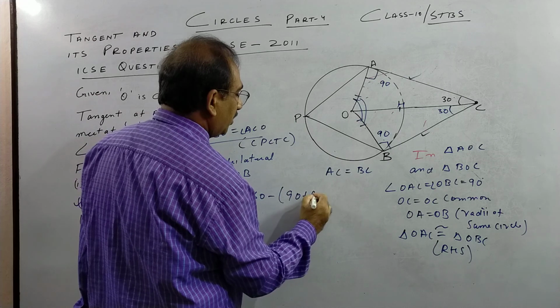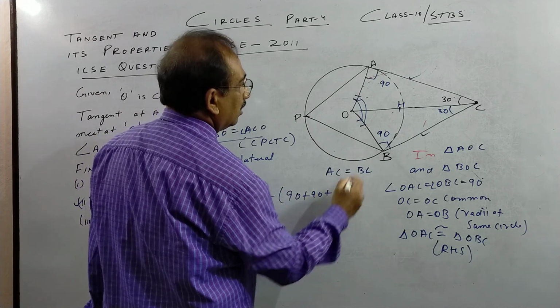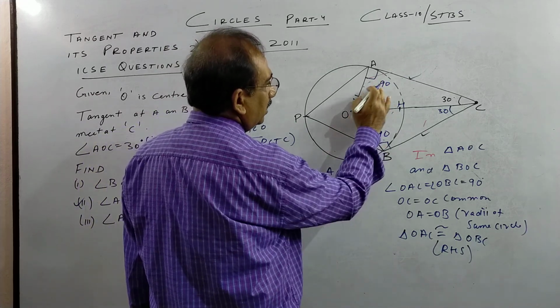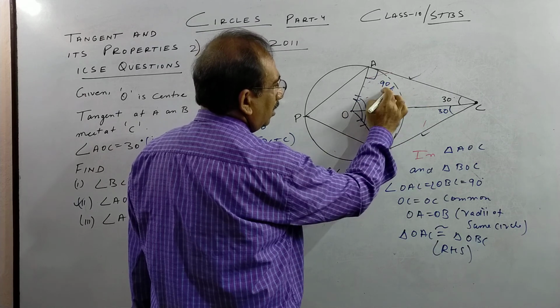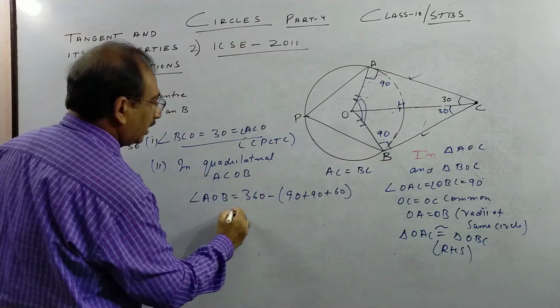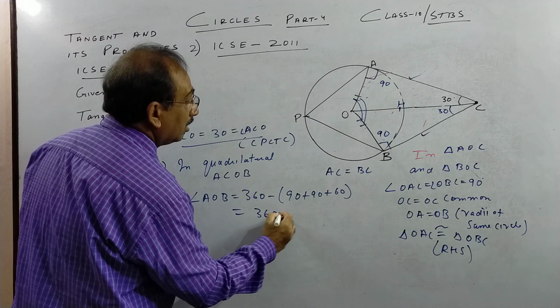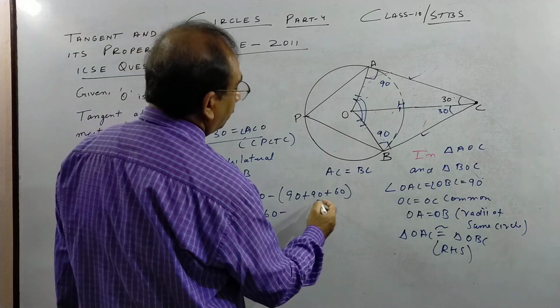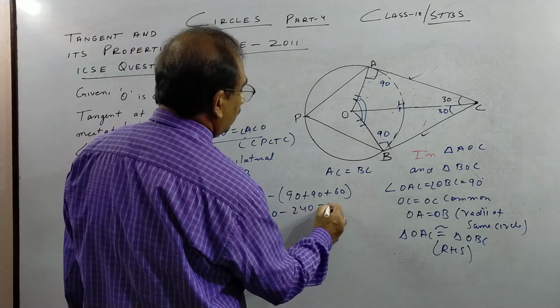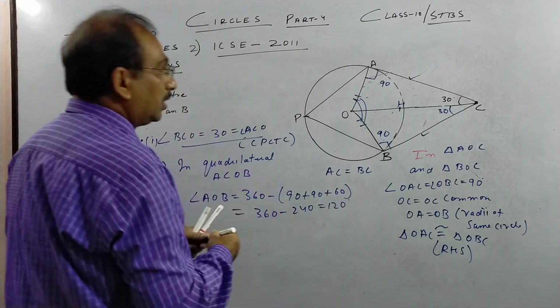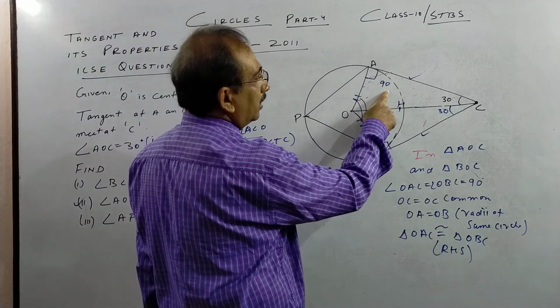So 90 plus 90 plus 60. So this angle will be 360 minus this, all three you add. So what we get, children, is 360 minus 240. So this is 120, children. You could have done it by triangle also. Another method I'll tell you.